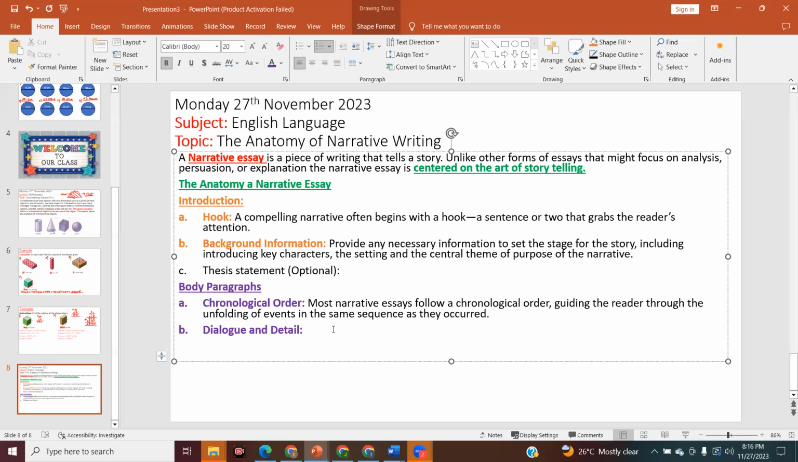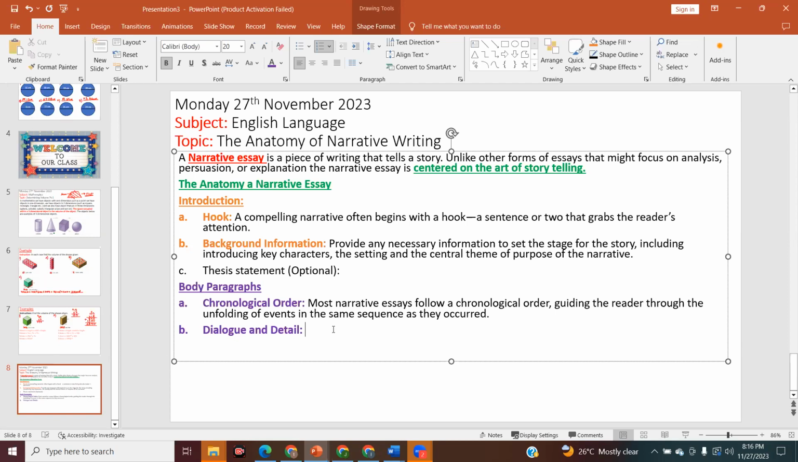So that dialogue, that conversation they're having with the person they're interviewing, among themselves, with the judge, with their boss, their coworkers, all of those conversations could be included in your narrative essay. And in fact, that develops the narrative essay. Detail, what do we mean by detail?